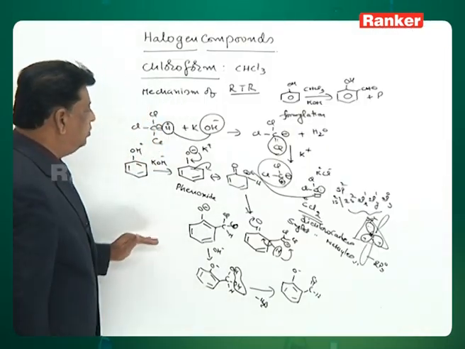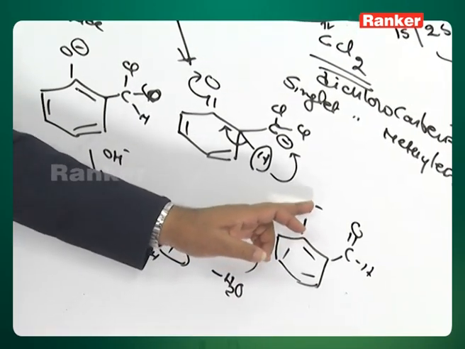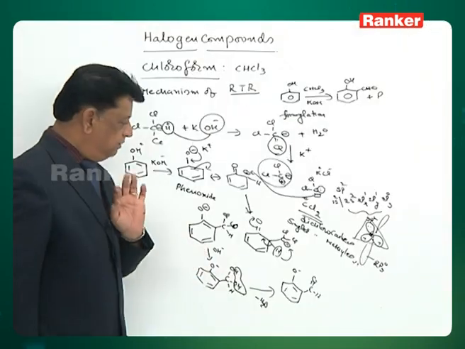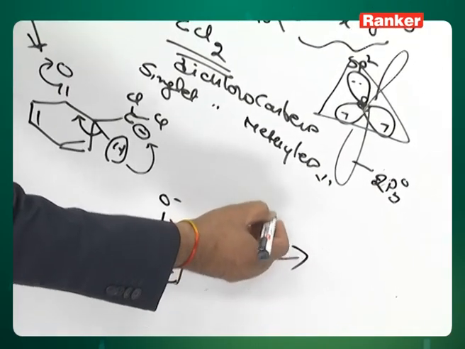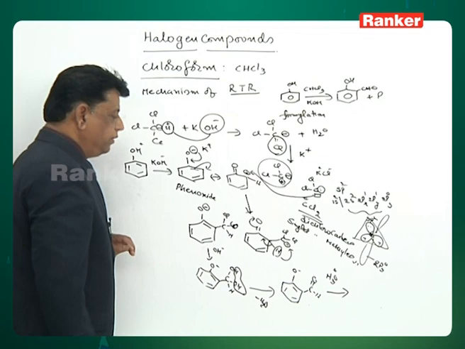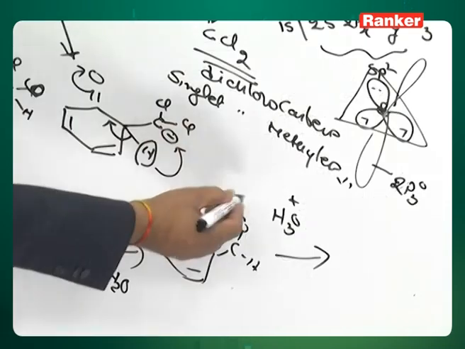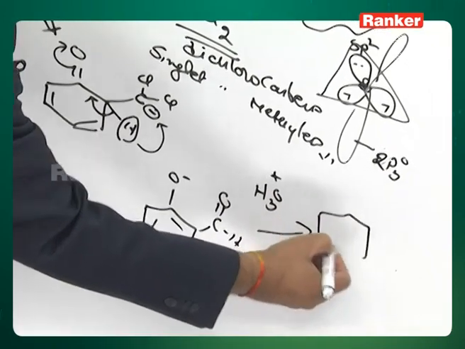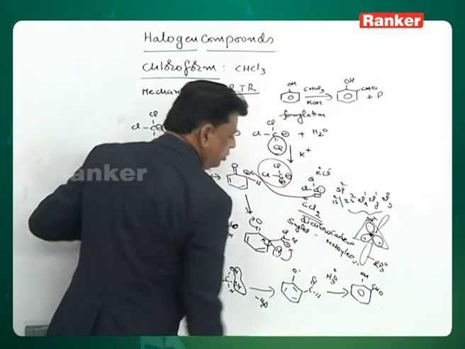As long as you maintain the KOH medium, the potassium salt of phenoxide will be the answer. But when you acidify at the end, either with water and acid or dilute acid, you get the final answer, that is a phenol containing an aldehyde group at ortho.